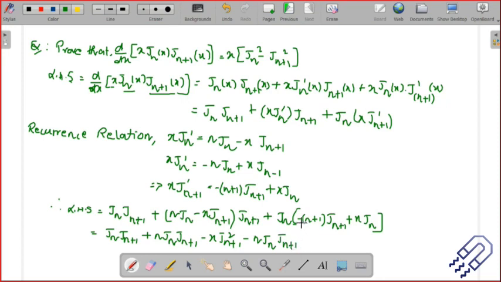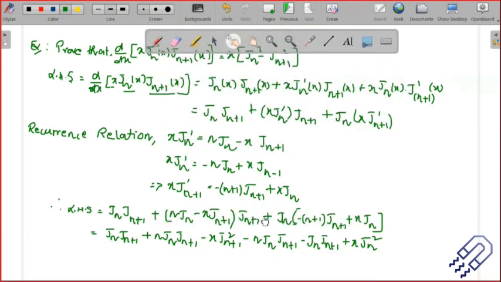Plus 1, then this minus is still there, so this is minus 1, so I'll take it minus Jn plus 1, and then this is Jn times Jn, so it will be plus x of Jn square. So I think we've got the result here very easily. It was just about remembering a recurrence relation, that's it.